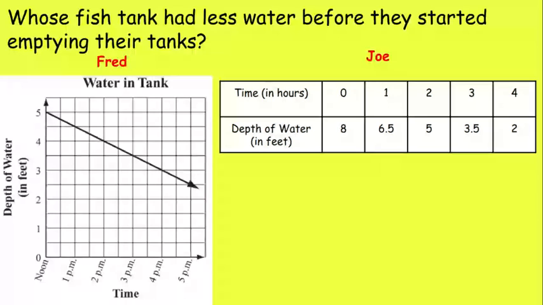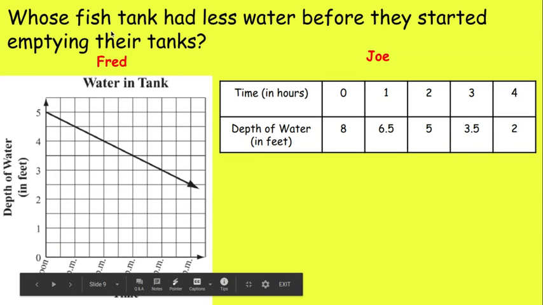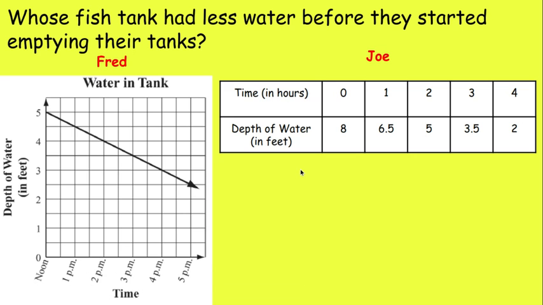Whose fish tank had less water before they started emptying their tanks? Again, making sure that we've labeled that the graph is Fred and the table is Joe, so we remember which is which. Now, when we're asked whose fish tank had less water before they started emptying their tank, how much water did they have in it before they ever started emptying it? That would be our initial value, our starting point, or our y-intercepts. Okay?